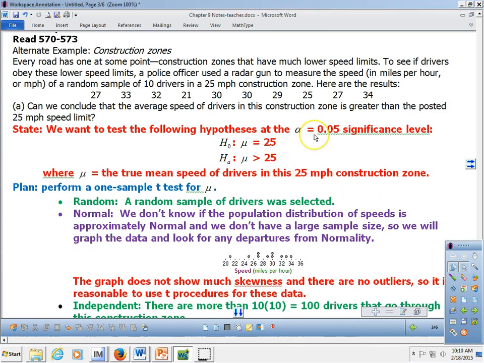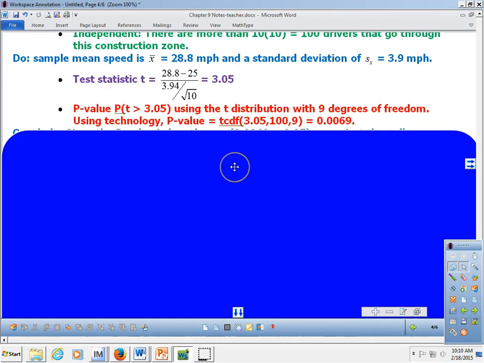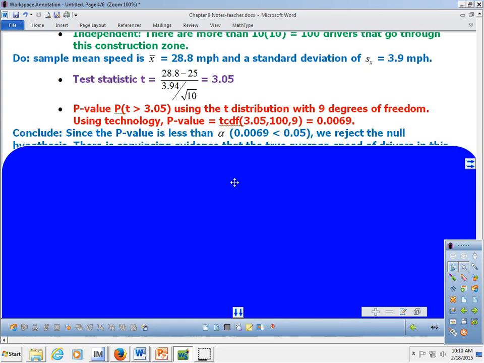Now I'm questioning myself. Yeah, we did report our alpha. Good, it's up here at 0.05. And so now we're ready to conclude. Our p-value is most definitely less than alpha. 0.0069 is less than 0.05. So we reject the null hypothesis, which means, so that's our first statement.